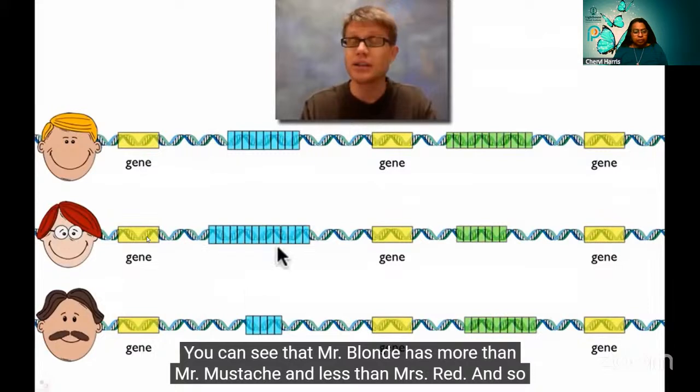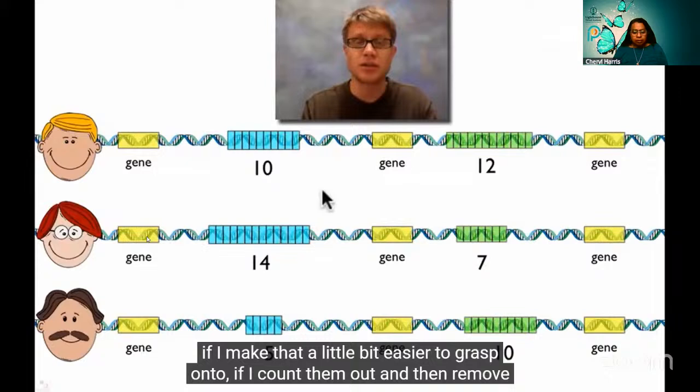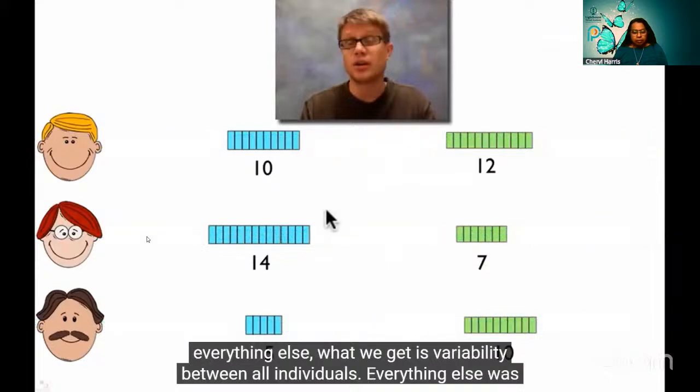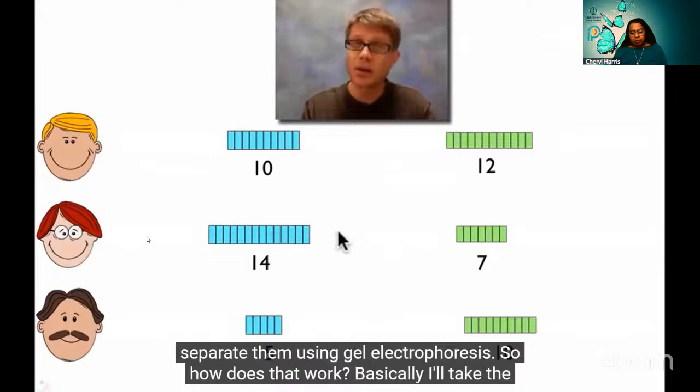If I make that a little bit easier to grasp onto, if I count them out and then remove everything else, what we get is variability between all individuals. Everything else was the same, but we see variability in here. And we can cut these sections out using restriction enzymes, and then we can amplify them using polymerase chain reaction, and then we can separate them using gel electrophoresis.